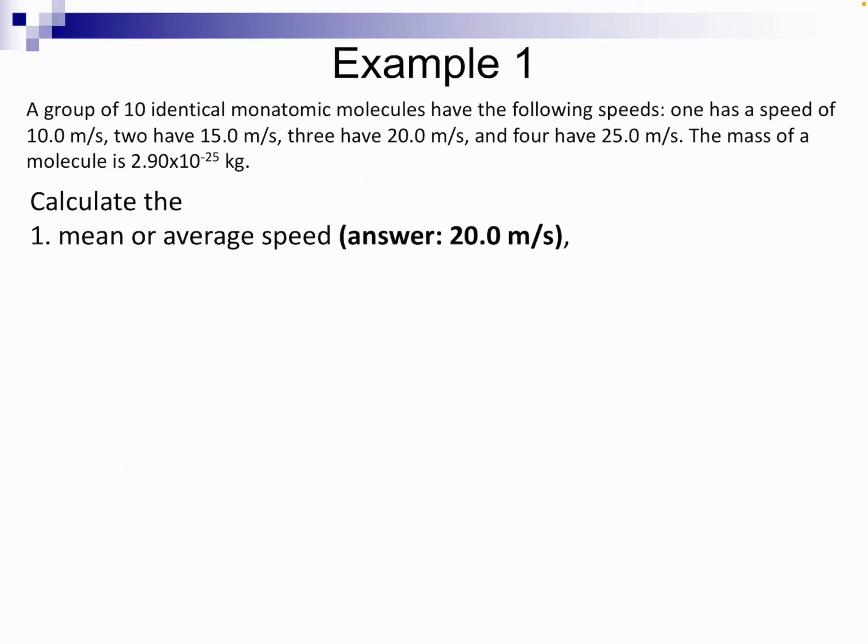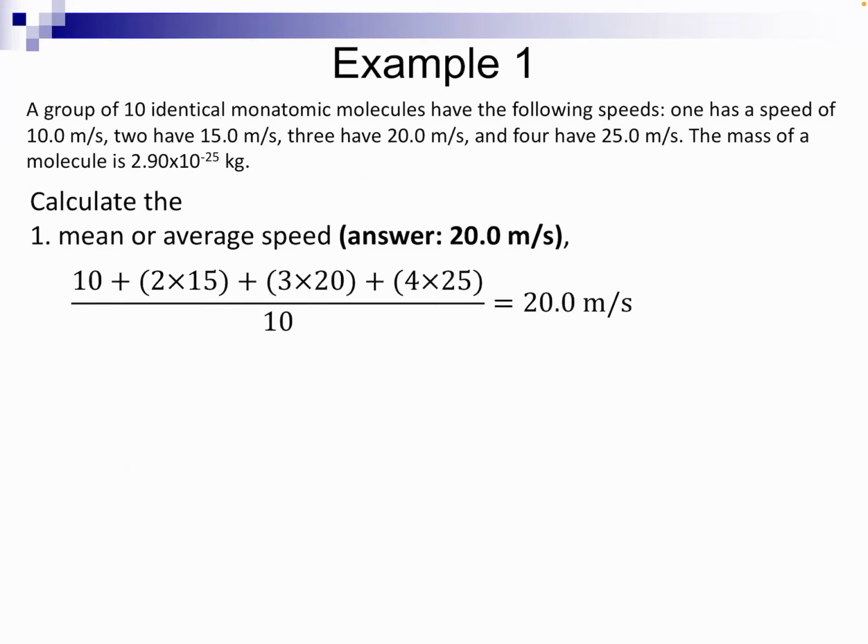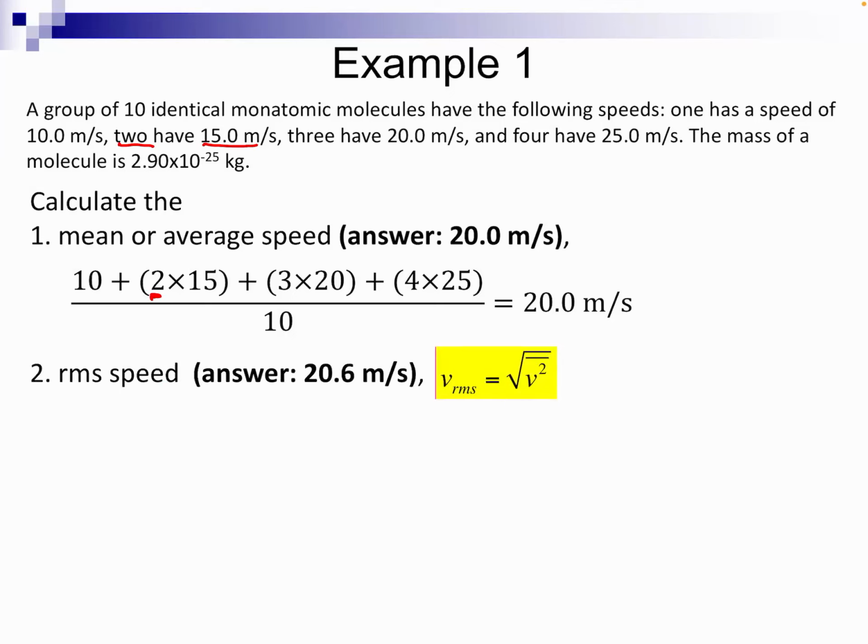All right, so mean or average speed is the usual way we calculate average. So nothing special or different about that. Simply add up all the speeds. Remember that there are, for example, 2 molecules with a speed of 15 meters per second, hence this 2 times 15, 3 molecules with 20 meters per second, and 4 molecules with 25 meters per second. So nothing different with getting the average speed from what we know from before.